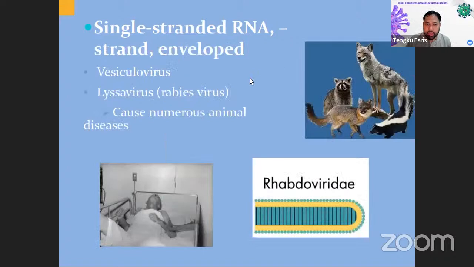So you have the single-stranded RNA, negative strand, enveloped: vesiculovirus. This is a very unique one. Lyssavirus, rabies virus, causes numerous animal-borne diseases. You can see these viruses are very specific in their activity. This virus can invade the central nervous system, cause epileptic seizures, or you can die immediately. You can have a lot of what we call jerking motion.